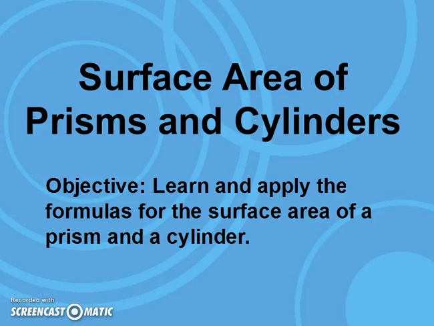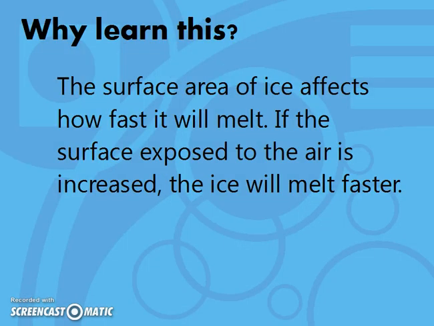Surface area of prisms and cylinders. Our objective is to learn and apply the formulas for the surface area of a prism and a cylinder. Why learn this? The surface area of ice affects how fast it will melt. If the surface exposed to the air is increased, the ice will melt faster.